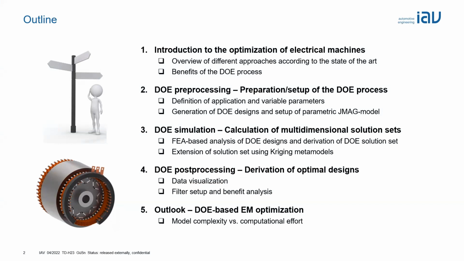The DOE pre-processing deals with the preparation and setup of the DOE process and includes, for instance, the definition of the application and variable parameters, the generation of the DOE designs, and also the setup of a parametric JMAG model. Within the simulation part, the multidimensional solution sets are calculated based on FEA using JMAG under additional consideration of meta models. And the post-processing part deals with the derivation of optimal designs.